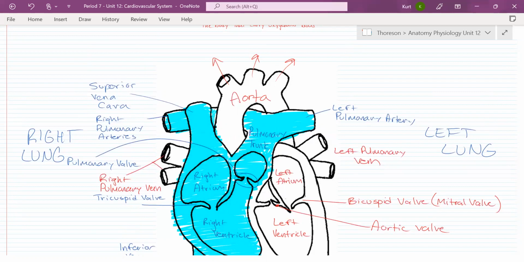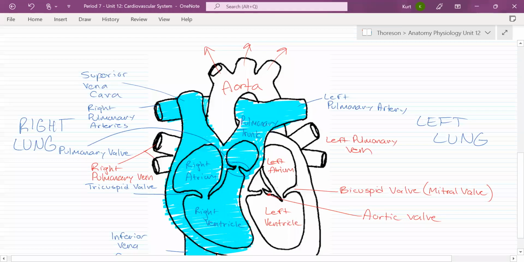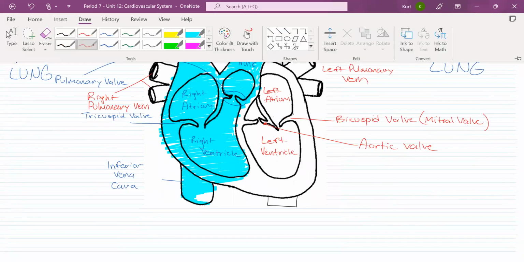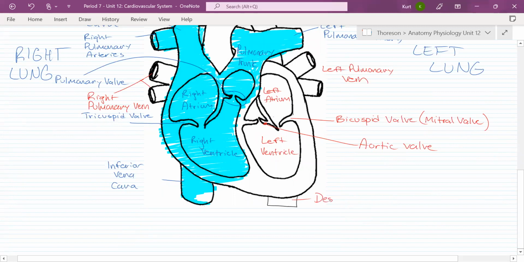Arms and head mostly. And then Chris, we had to draw this last little part down here, kind of coming from behind the heart. What is that? That's the descending aorta. Tyler, what parts of your body are going to receive blood from the descending aorta? Anything else?